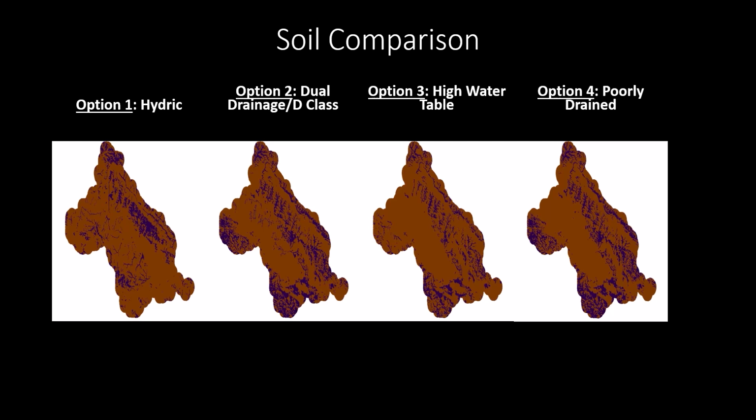Comparing the soils options, there are some differences between the potential results. In this example, the western half of the watershed shows some differences between soils options. The soils that would be included for this watershed for each option are in blue. The areas in brown would not be included.